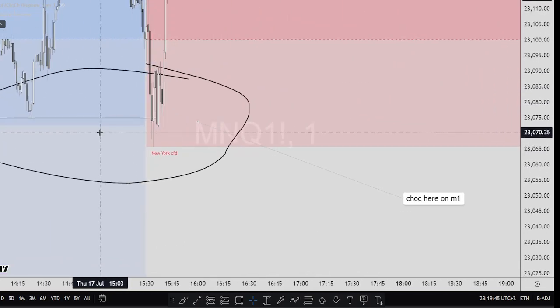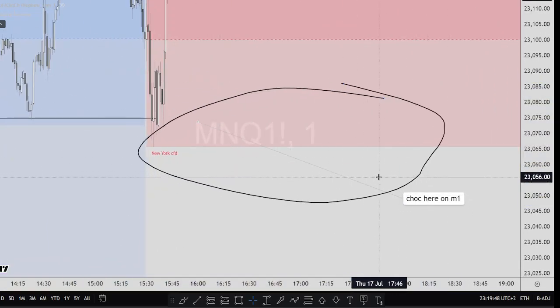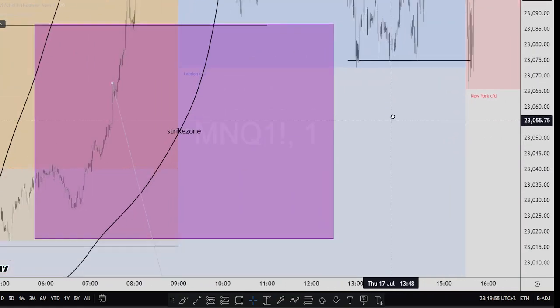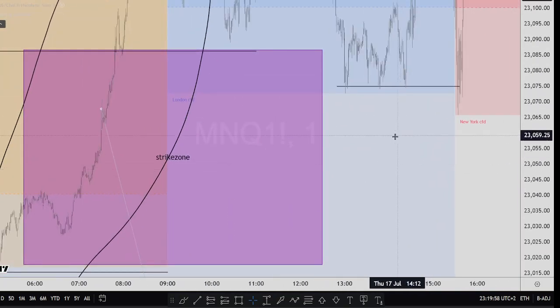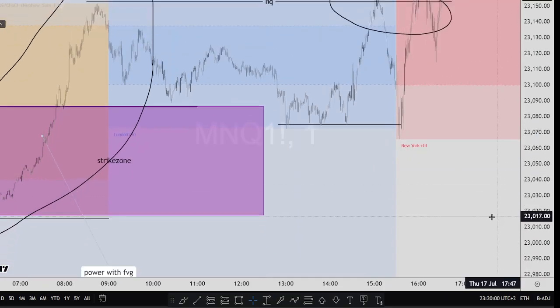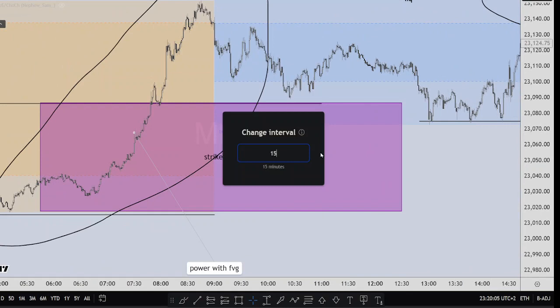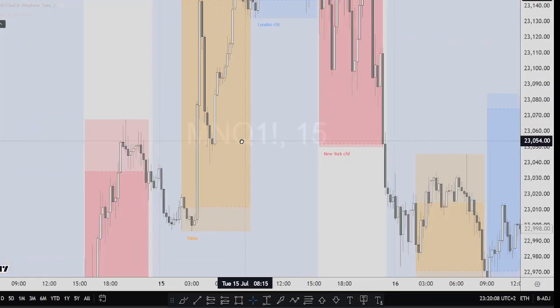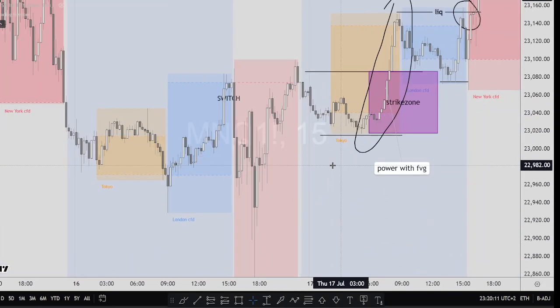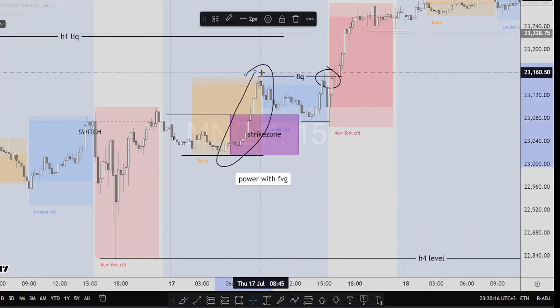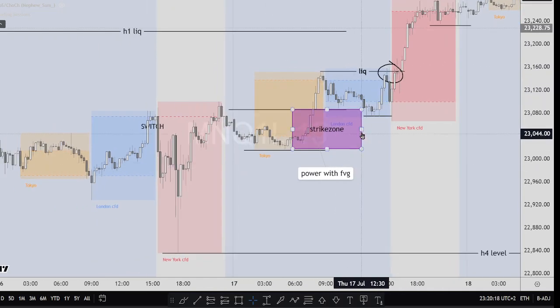And the chart here is M1, and this is M1, right? Let's go like this. Remove stuff to make it more clear. So we have the strike zone from M15, but we are on M1 now. And we can go back to 15 again to watch it again. So power with gap. Let's remove the circle. It's high. Strike zone can be like this, and then let's just go.